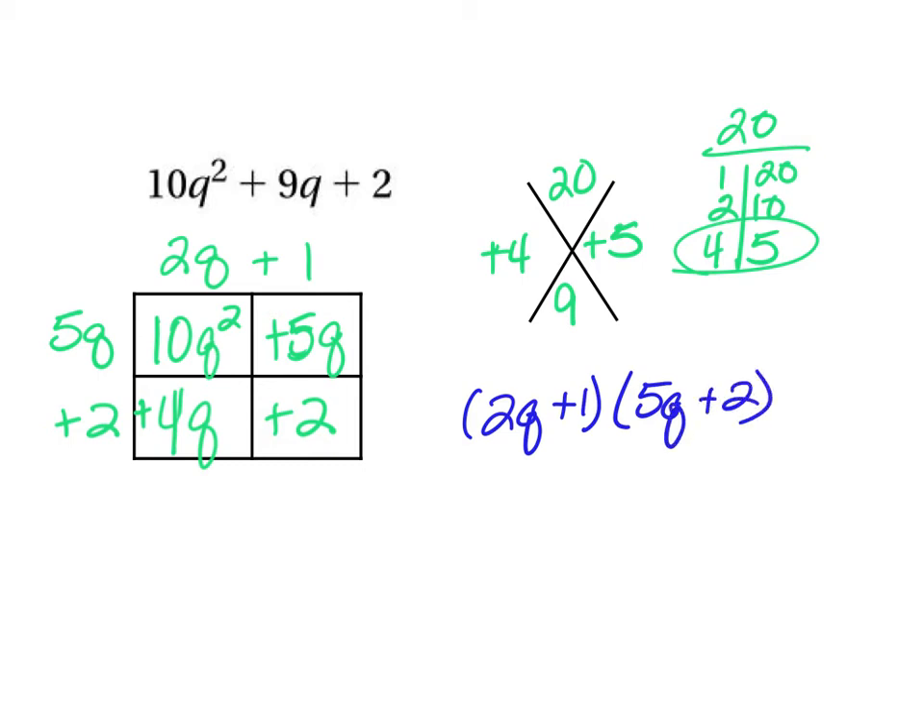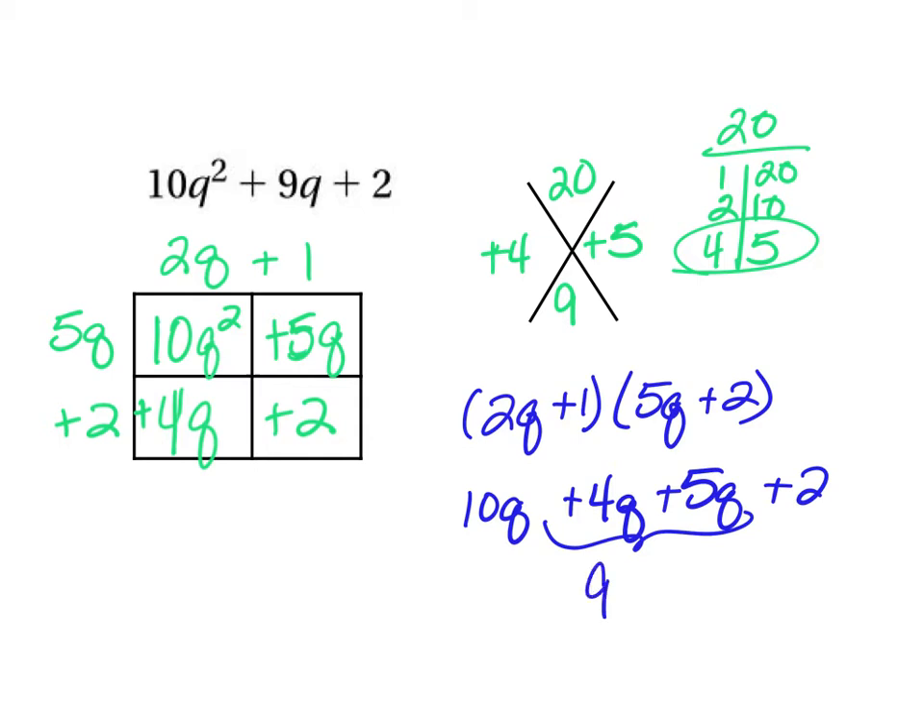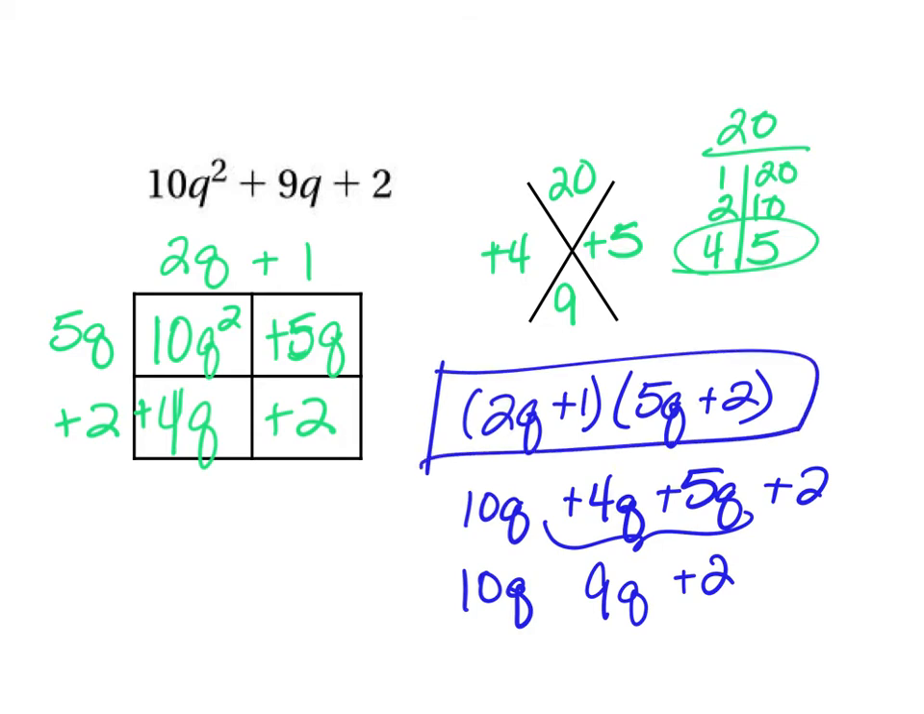So when I multiply, I have 10q plus 4q plus 5q plus 2. So combining these middle terms gives us the 9q we're looking for. So that means this has to be our factors of that trinomial.